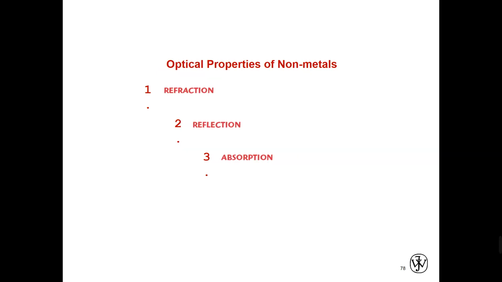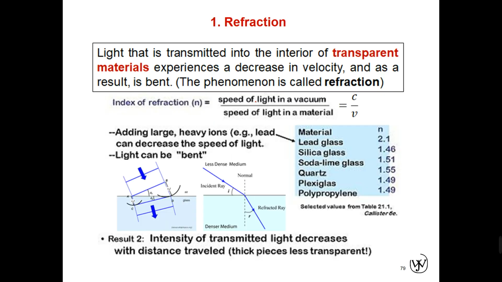So move on to the next one, optical properties of non-metals. Just now it was the metals, which we know are opaque. For non-metals, it can be divided into three different parts: refraction, reflection, absorption. So these are different things. You must understand this one. What is refraction and what is reflection?